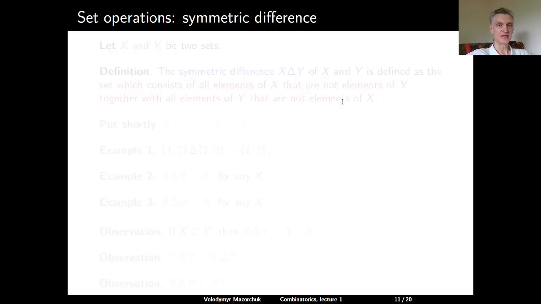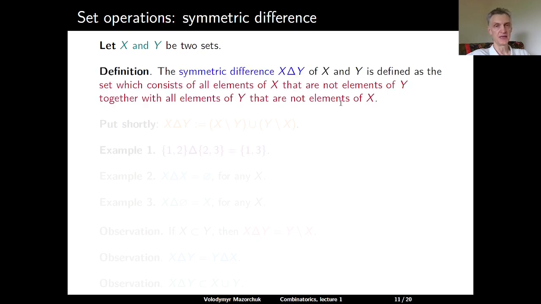The next set operation is the symmetric difference. Let X and Y be two sets. Definition: the symmetric difference X delta Y of X and Y is defined as a set which consists of all elements of X that are not elements of Y, together with all elements of Y that are not elements of X. So put shortly, X delta Y is the union of X minus Y and Y minus X. For example, the symmetric difference between {1, 2} and {2, 3} is {1, 3}.